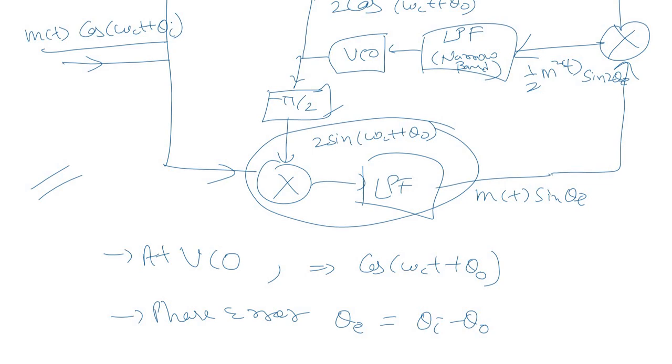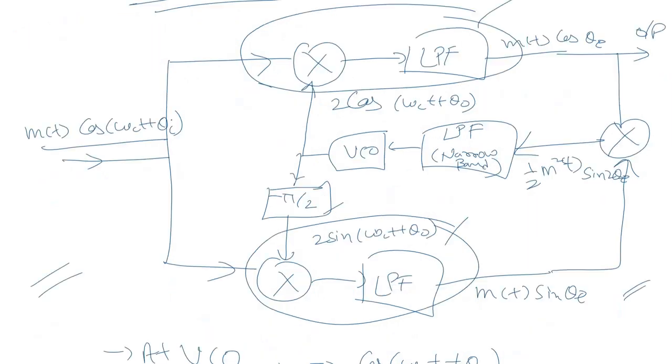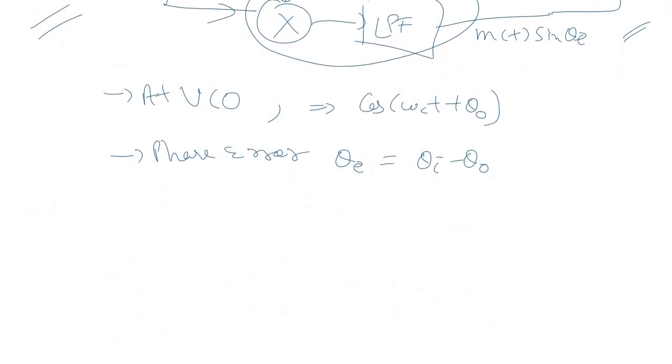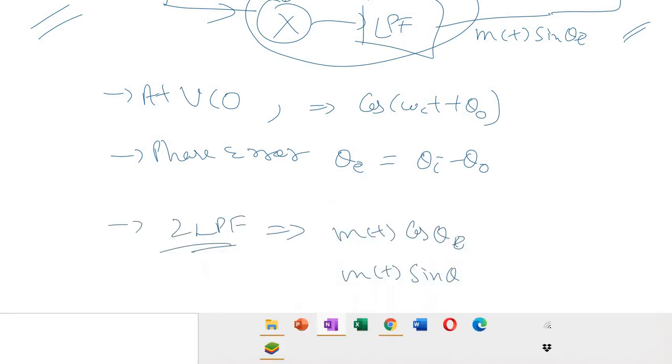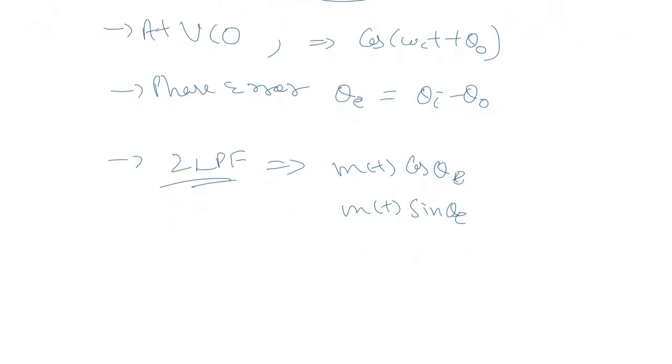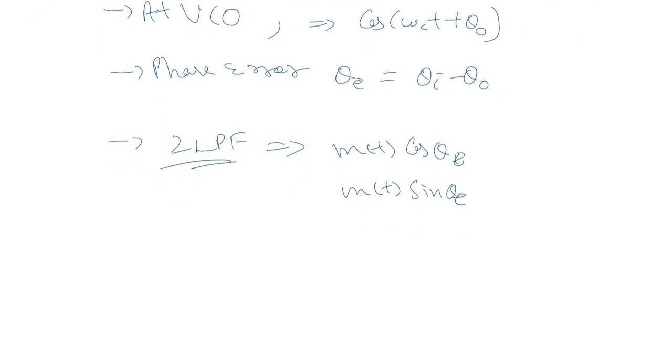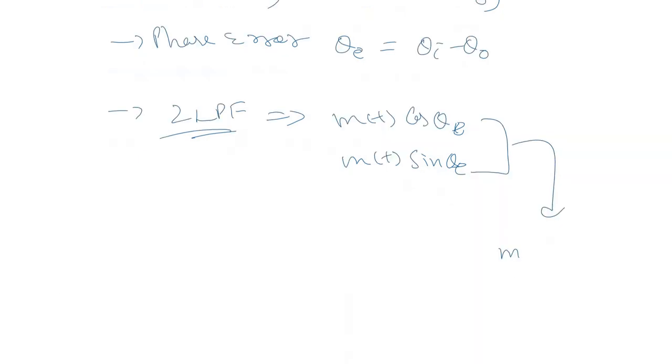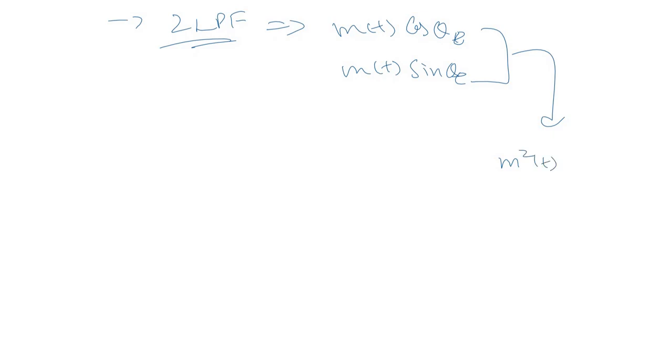So all these signals are indicated in this block diagram. The two low pass filters suppress the high frequency terms to yield m(t) into cos theta E and m(t) into sine theta E, right? And these outputs are further multiplied. These two are then multiplied to give m squared(t) into sine 2 theta E.